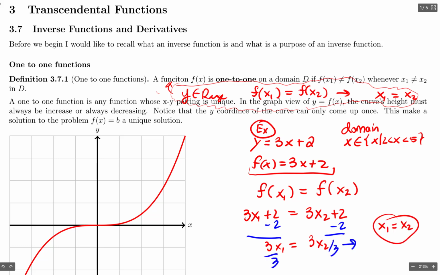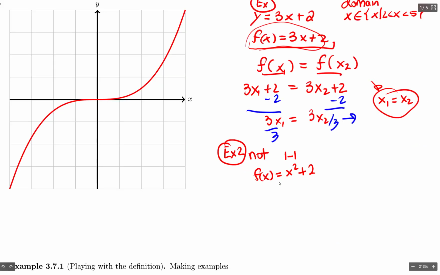So just by setting these two equations equal to each other, the two y values equal to each other, I get that the x values in all domains have to be equal to each other. That's how I know the function I wrote here is one-to-one, at least in an algebraic sense. So you can use the same technique to algebraically verify that a function is not one-to-one. So I have an example of another function here, x squared plus 2.